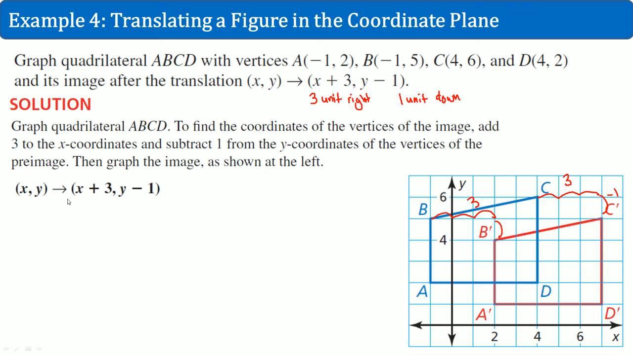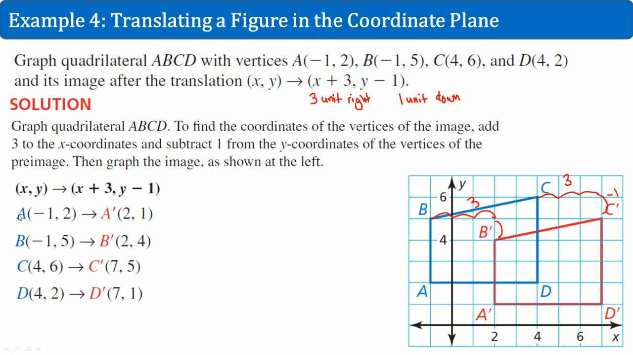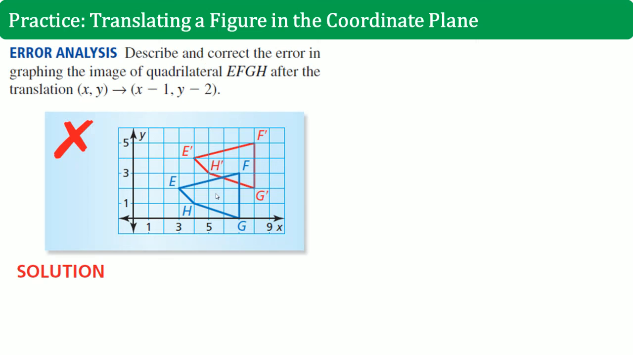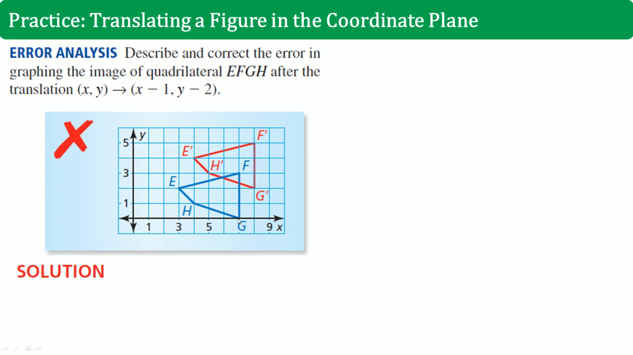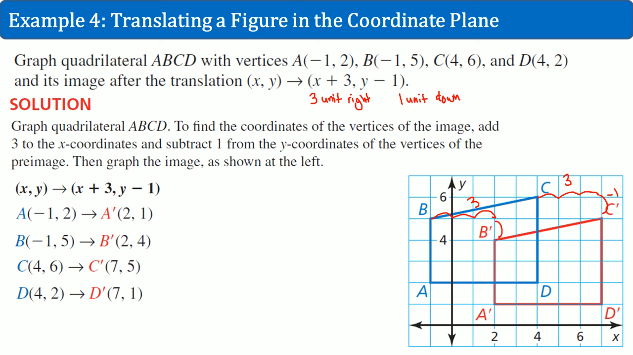This is the general rule. x + 3, which is 3 units to the right, y - 1 tells us 1 unit down. Here are the coordinates of the original one, and this is how it also looks. Let's see how it works if we plug it in. I'm going to show you how we do the calculation. Notice that this is the original x and this is the original y.